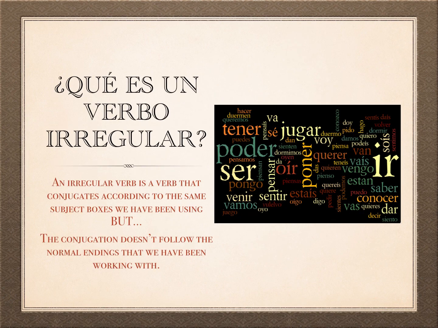The first question is, ¿qué es un verbo irregular? What is a verb that is irregular? An irregular verb is a verb that conjugates according to the same subject boxes we've been using, like yo, tú, él, ella, or usted, nosotros, vosotros, or ellos and ellas. But the conjugation doesn't exactly follow the normal endings that we have used with regular verbs. So don't get too confused and take your time.